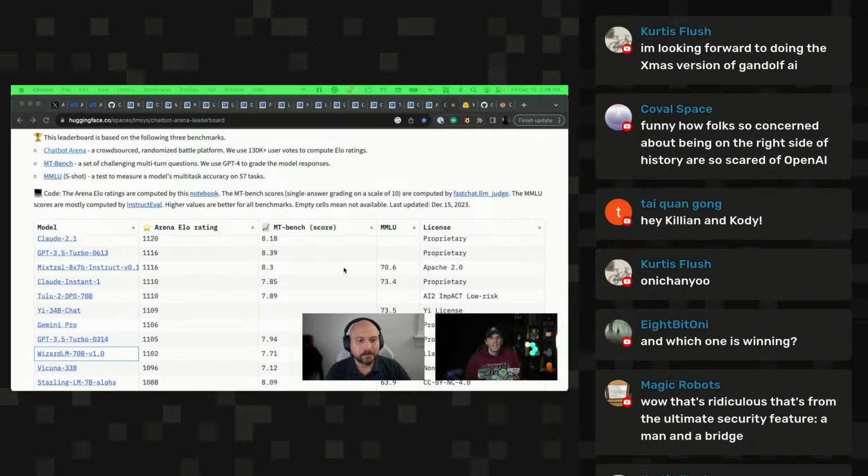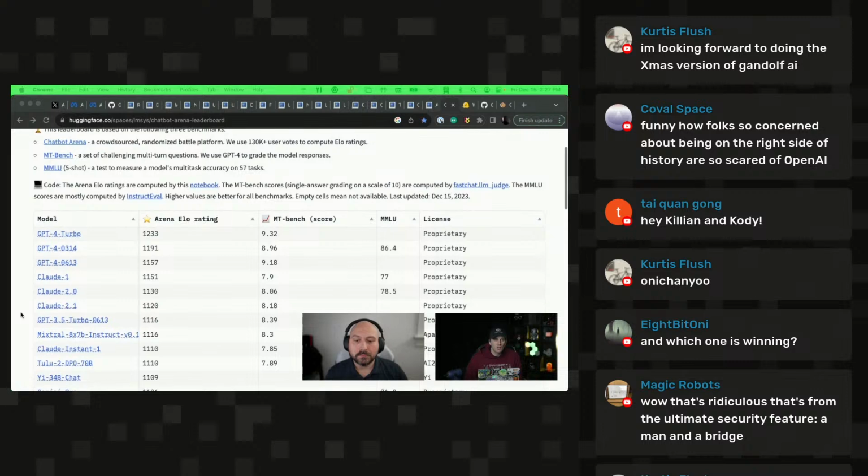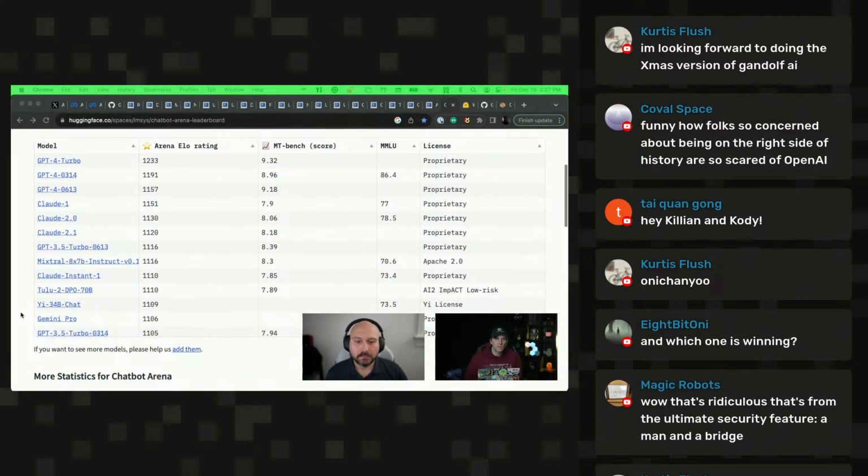But in general, I think this is a very useful way of taking a look at how people are perceiving the abilities of these sorts of things.